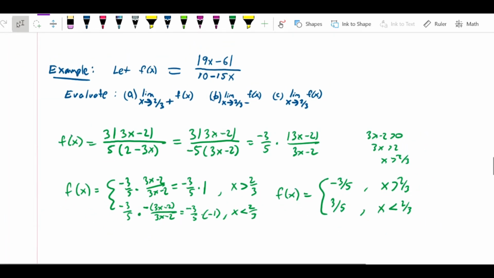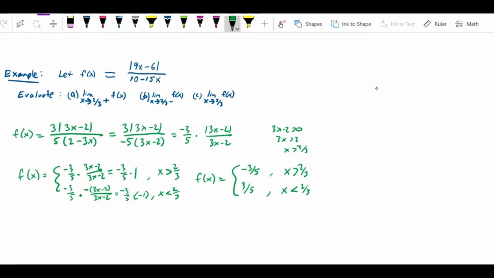The significance here is that if I graph this function, let me just put in here, that's the point 2/3. I'm not drawing this to scale at all. This is negative 3/5 and this is positive 3/5. What we can see is that f of x is equal to negative 3/5 for x greater than 2/3, and it's equal to positive 3/5 for x less than 2/3.